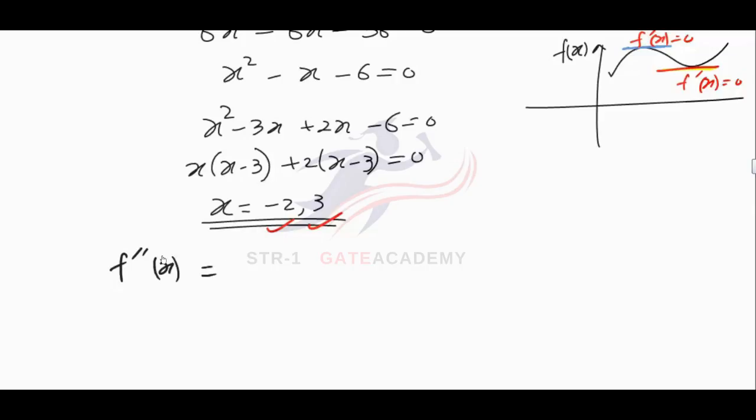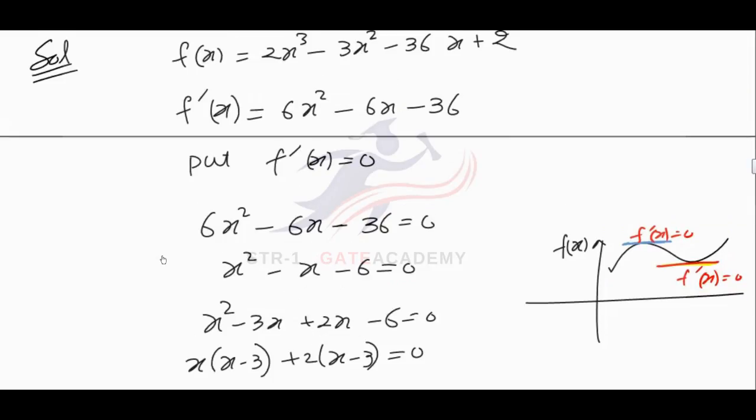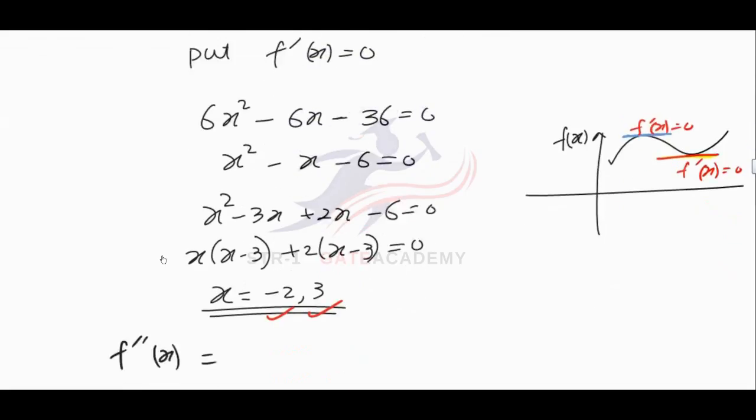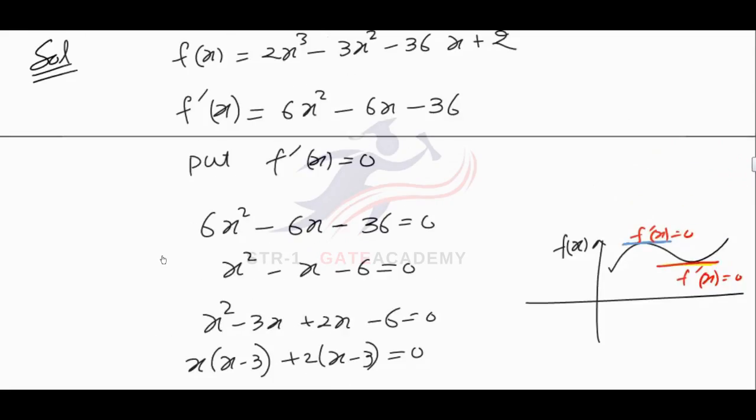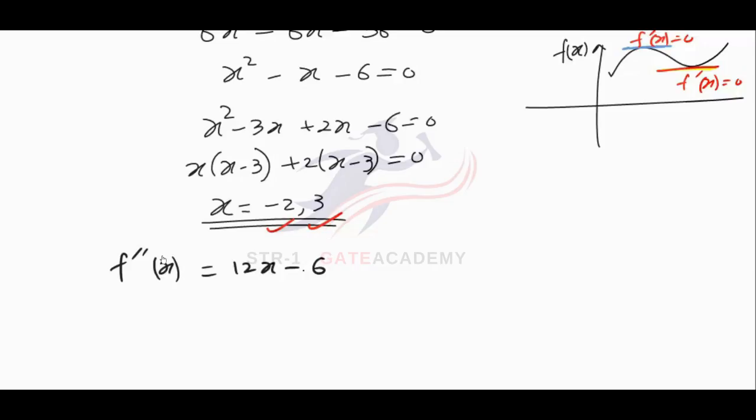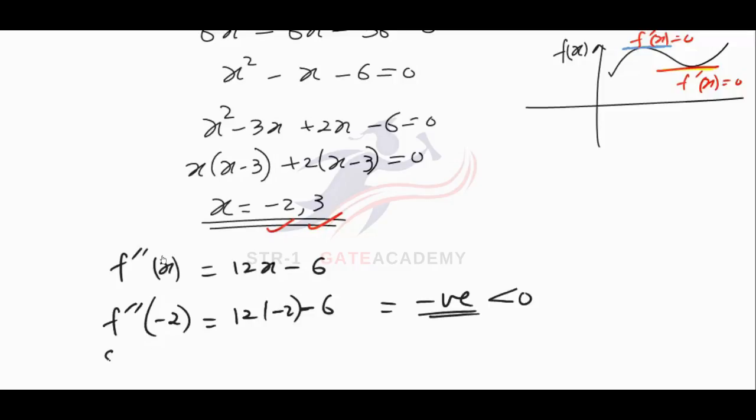F dash x was 6x square minus 6x minus 36. So this will become 12x minus 6. Now we need not put it to 0. What we have to check is f double dash of, let's say, minus 2. It will become 12 into minus 2 minus 6. Is this positive or negative? It will be negative. You don't want the value. If it is negative, it will be less than 0. So minus 2 is a point of maxima.